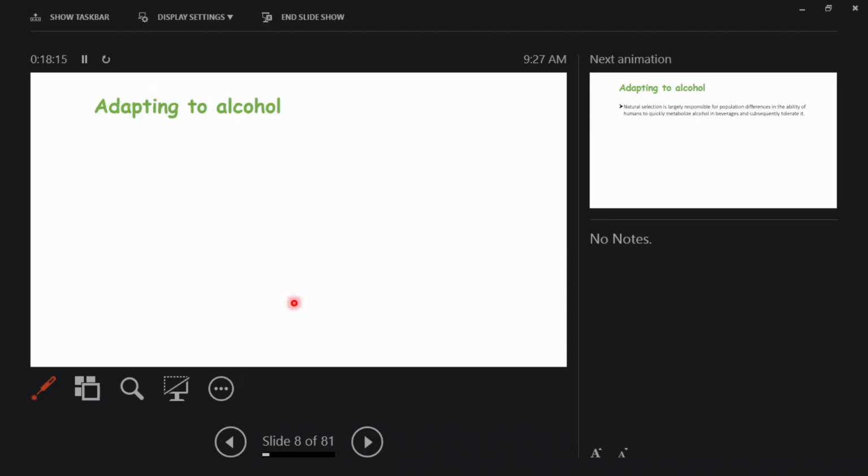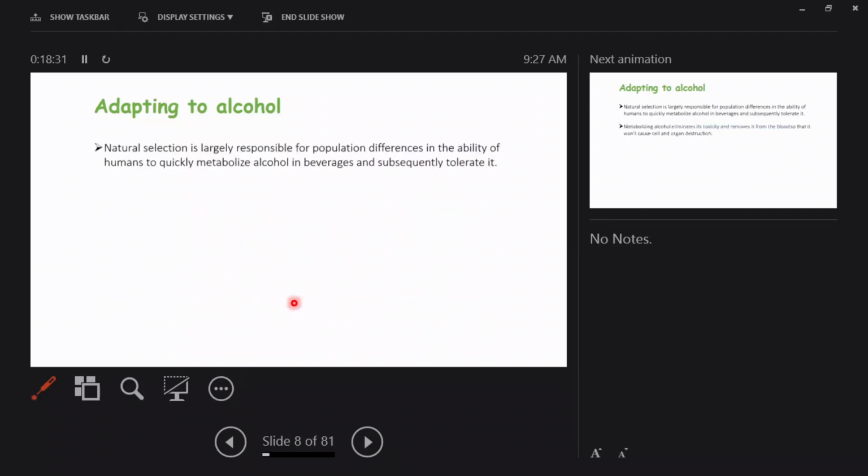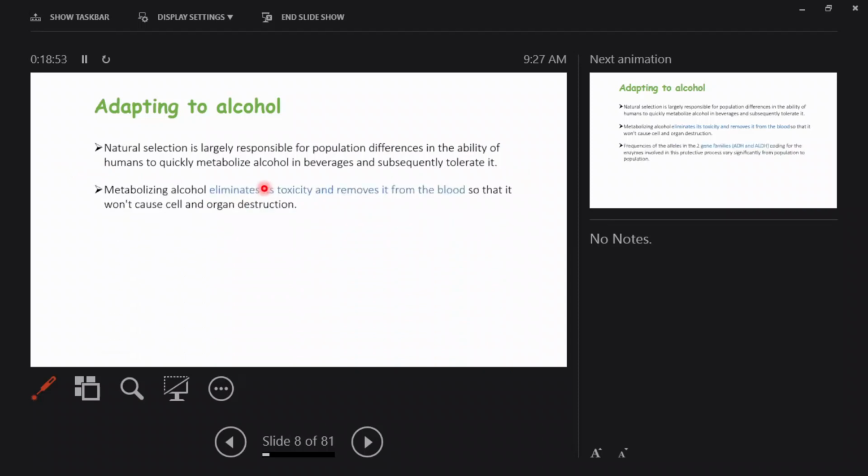Okay, let's move on to adapting to alcohol. Not all people have the same alcohol adaptation, because the genes differ from one person to another, depending on the place or locality in different areas. Natural selection is largely responsible for population differences in the ability of humans to quickly metabolize alcohol in beverages and subsequently tolerate it. So adapting to alcohol is more or less a natural selection.